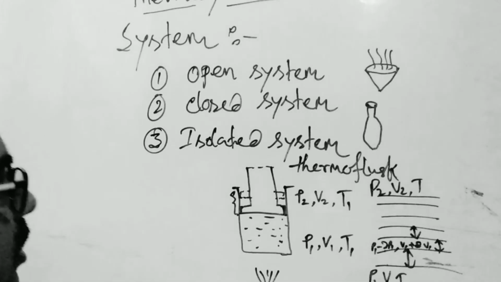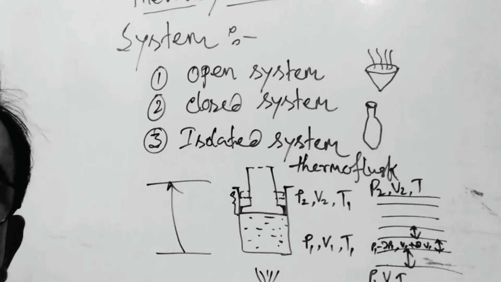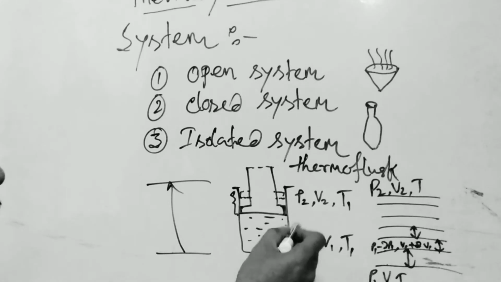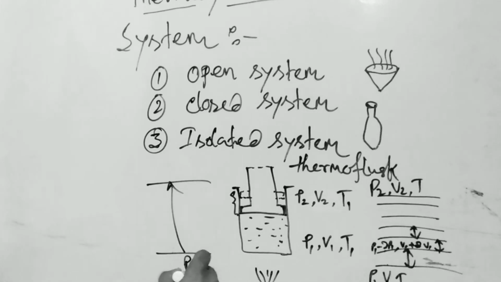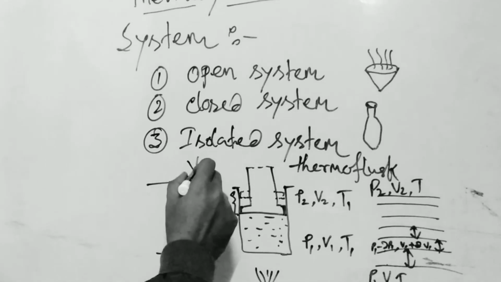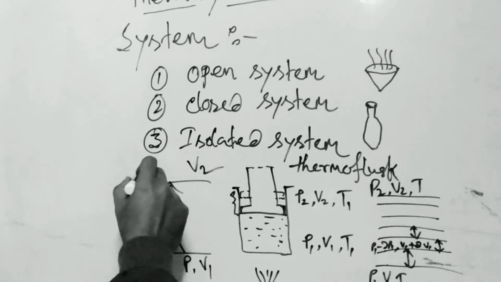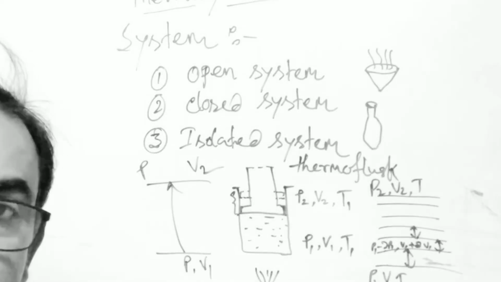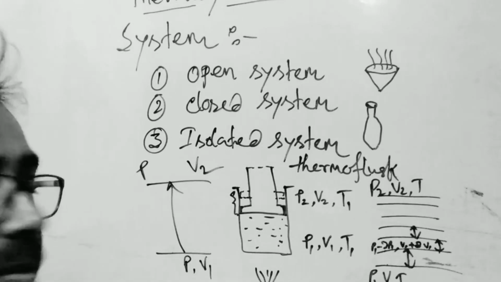In case of an irreversible change, the overall change occurs in a sudden way and against an external pressure, where the external pressure remains constant. Here the pressure is P, volume is V1, and here volume is V2. So the overall change is V2 minus V1 against the pressure P. P remains constant and volume changes from V1 to V2 all of a sudden, and that kind of change is called an irreversible change.